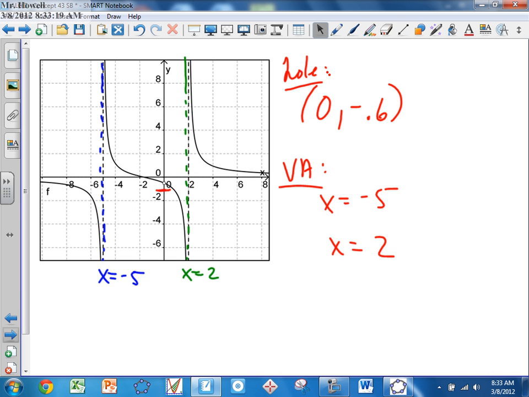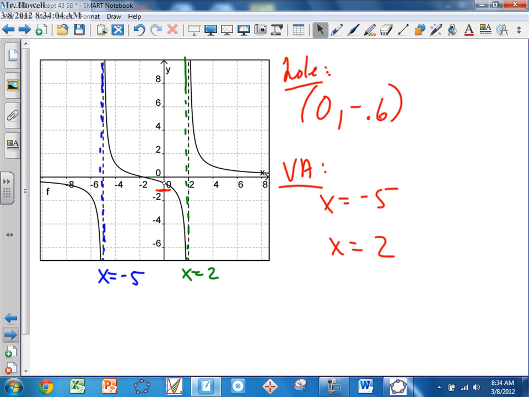Second, test for holes by looking for repeated factors in the numerator and denominator. Test for a hole, so you're checking for a hole, by looking for a repeated factor in the numerator, abbreviate that please, NUM, and denominator, DEN. Abbreviate your notes again. So you're looking for a repeated factor in the numerator and the denominator. That's the second step.